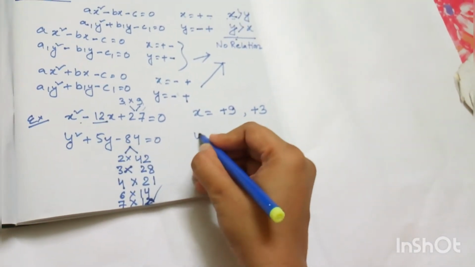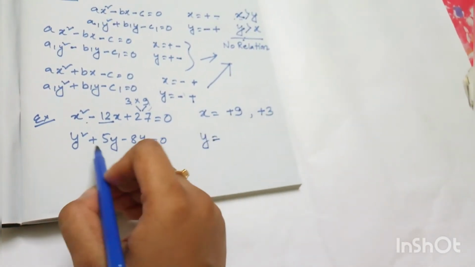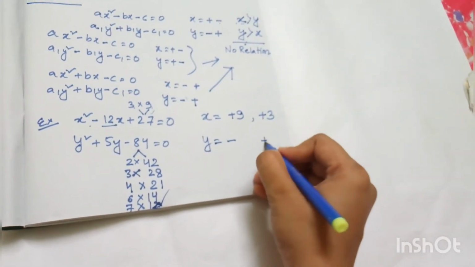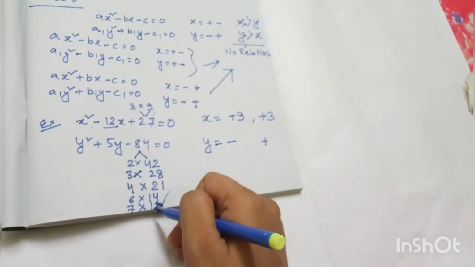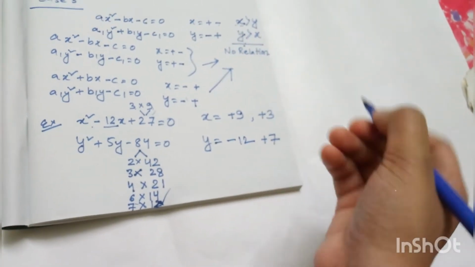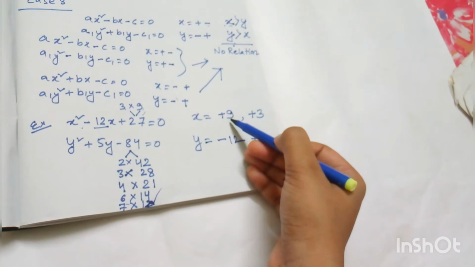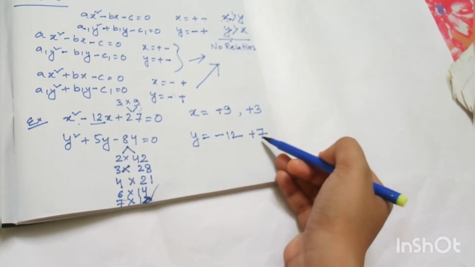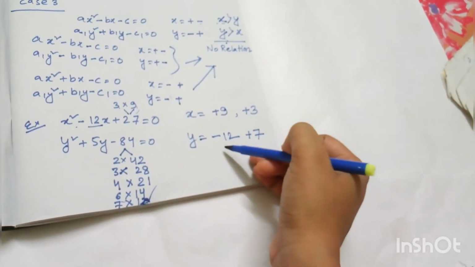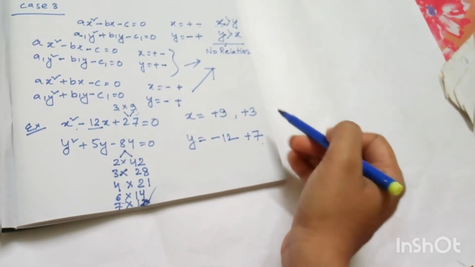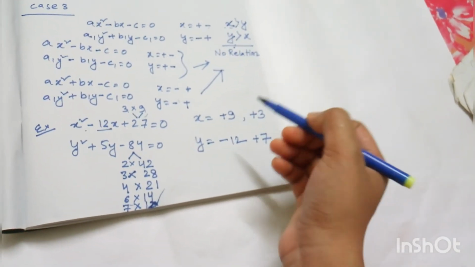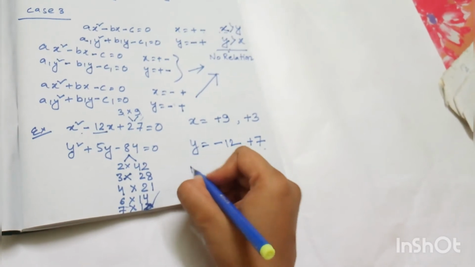So the value of y will be, as it is plus and minus here, so it will be minus and plus. So the bigger number is 12, put here, and then 7. So we can see 9 is greater than this number and this number, and plus 3 is greater than this number but less than this number. So we can't conclude that x is greater than y or y is greater than x. So there is no relation.